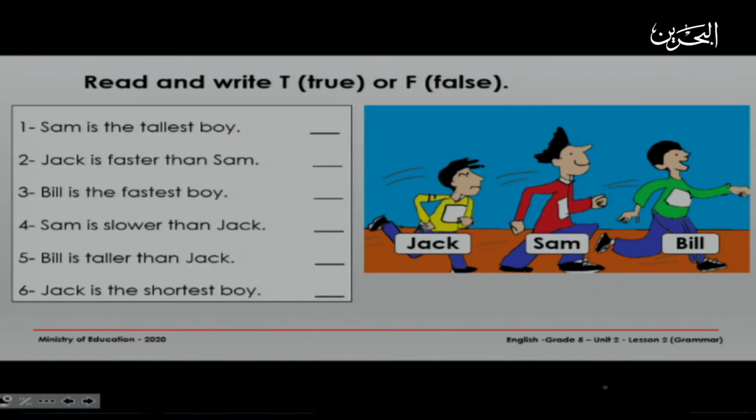In this activity, I want you to look at the picture, read the sentences, and write T for true sentences or F for false sentences. You can write your answers on your mini board. You have 5 minutes. Start.